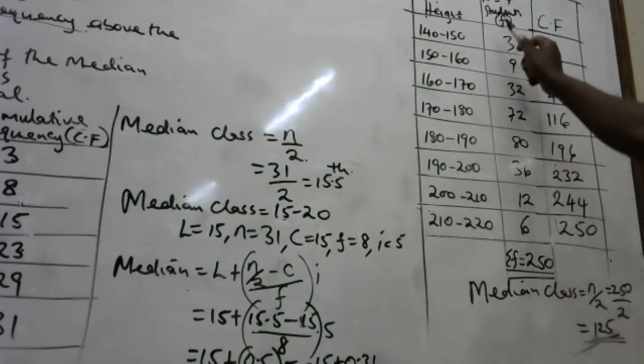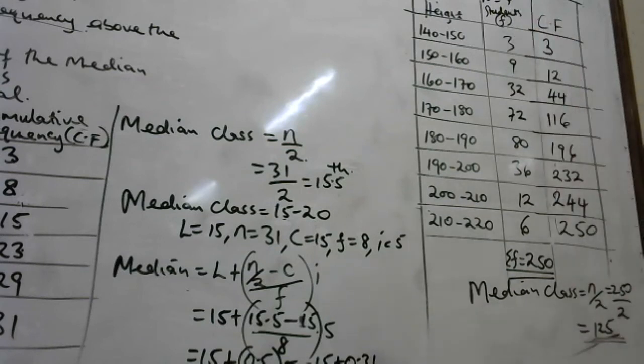Now, we ask ourselves, in the cumulative frequency, where will be the position 125? The student number 125, you just come here. Because we don't have 125, you cannot take 116. You cannot take 116 because at 116 we are not yet at the 125th student. You take 196. Don't take the lesser value. Always take the value that is bigger than 125 if 125 is not in the cumulative frequency.